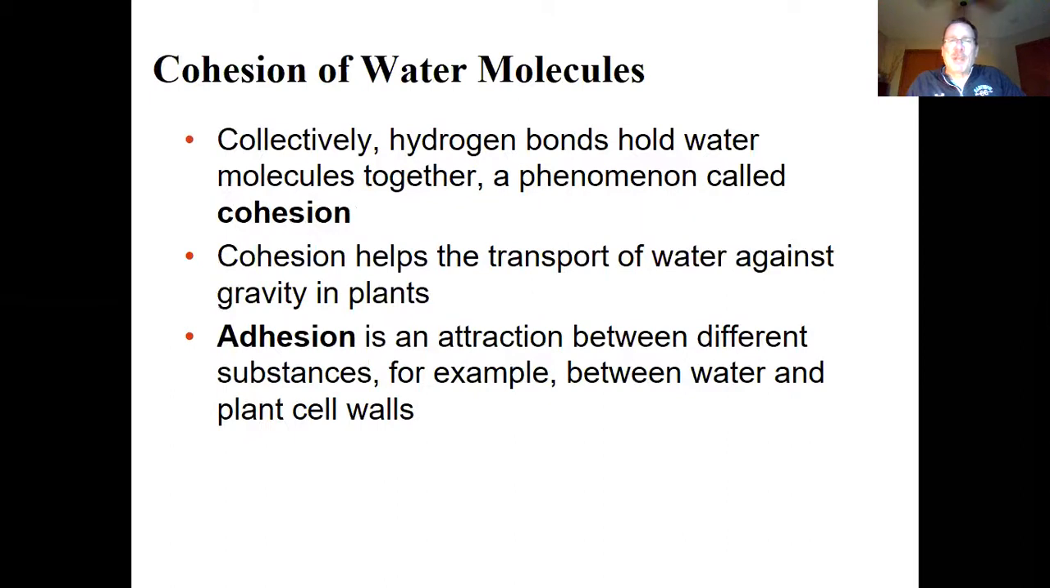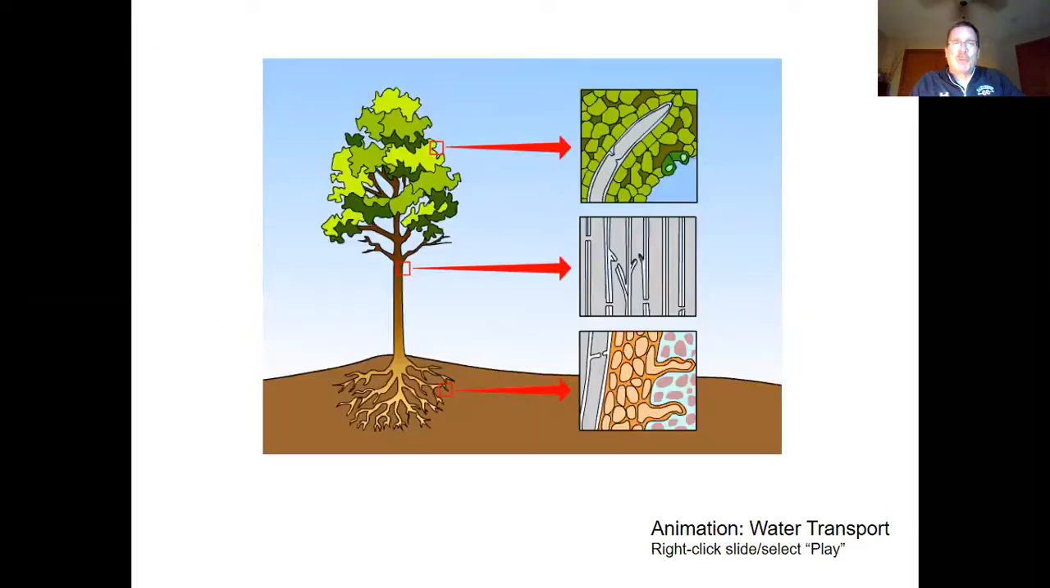That's an emergent property. Cohesion of the water molecules. Collectively, hydrogen bonds hold water molecules together, called cohesion. Helps transport of water against gravity in plants. Adhesion, why you see the meniscus in a graduated cylinder, and remember, it's graduated because it passed my class. Adhesion is an attraction between different substances, for example, between the water and the plant cell walls. So it's pulling up, okay?